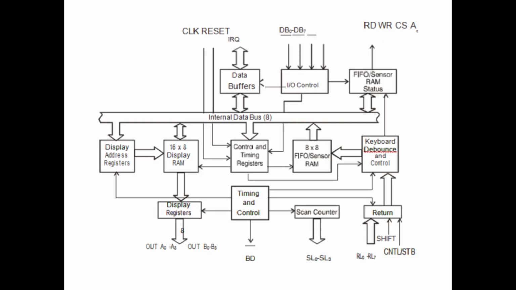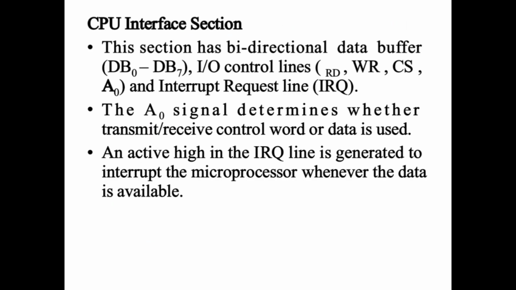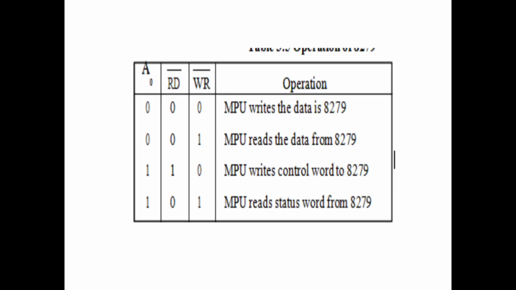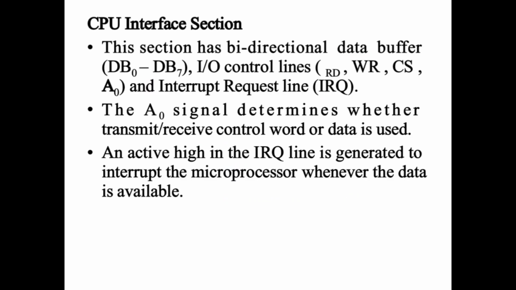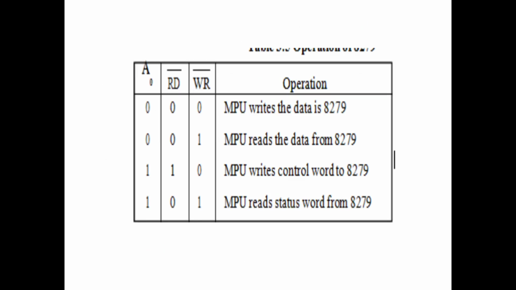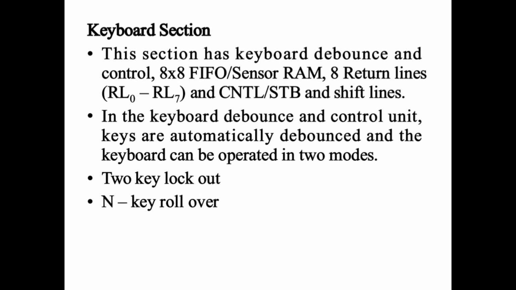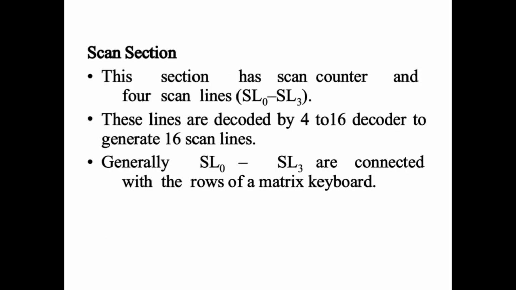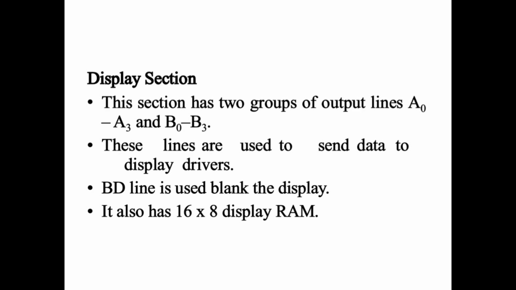So this is the block diagram of the 8279. First is the CPU interface section. This section has a bidirectional data buffer, input output control lines, and interrupt request lines. It consists of the data buffer, input output control, FIFO sensor RAM, and display address register, a 16 by 8 display RAM, the read signal, write signal, scan controller, and return lines.